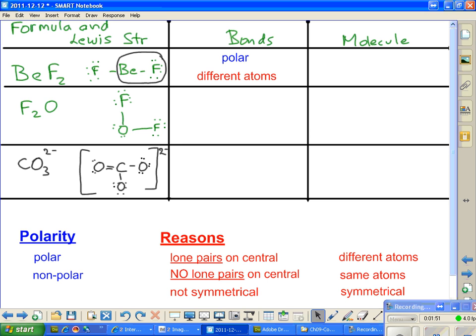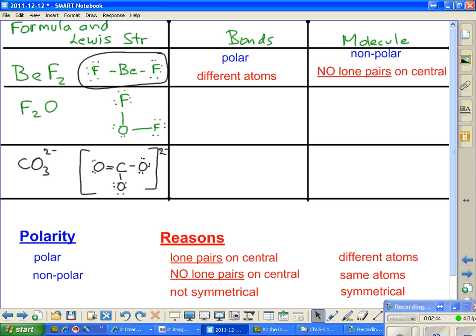So now let's get rid of this bond thing and let's look at the entire molecule for the next column. So now we're looking at this whole thing. So over here on polarity, because beryllium has no unshared pairs on the central atom, or no lone pairs, depending on how you want to state it, this guy is a nonpolar molecule, but he has polar bonds within the molecule. And so, you remember what I just said for the reason? That's right. The reason is because there are no lone pairs on the central atom.